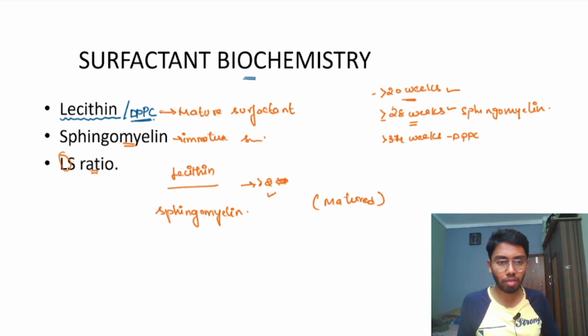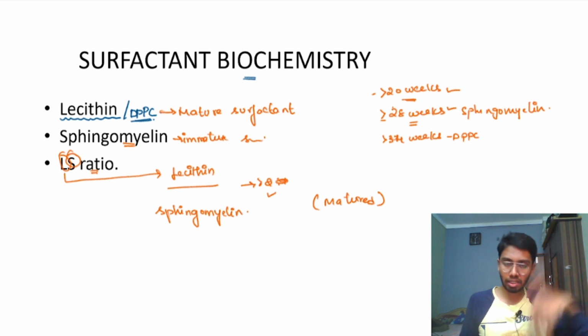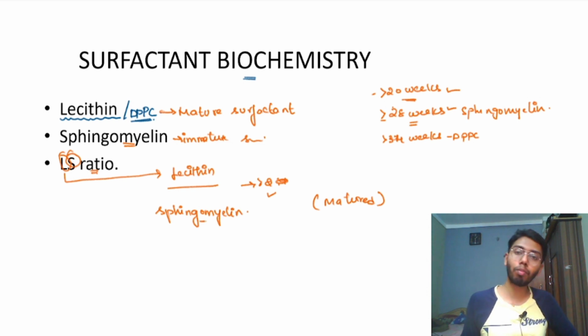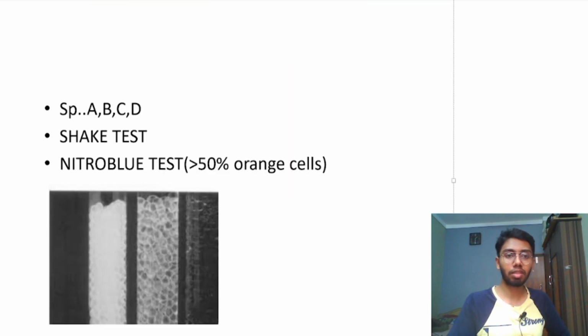See, lecithin is there, which is a mature surfactant. Sphingomyelin is there, which is an immature surfactant. For that, we need to have more lecithin. If the lung is mature, obviously more lecithin will be there and less sphingomyelin will be there. So the ratio will automatically become more than 2. If it is more than 2, then it is a very positive prognostic sign that the lung has matured.